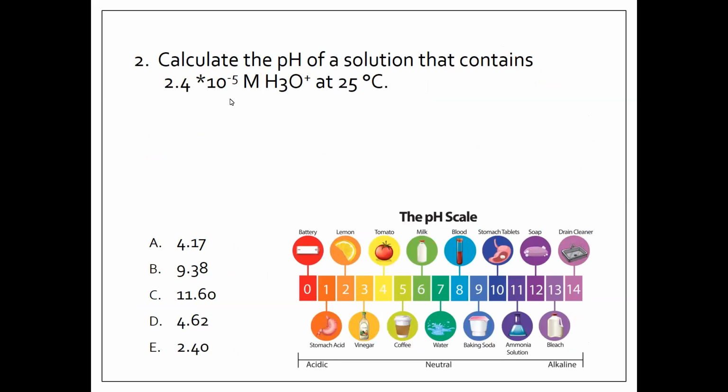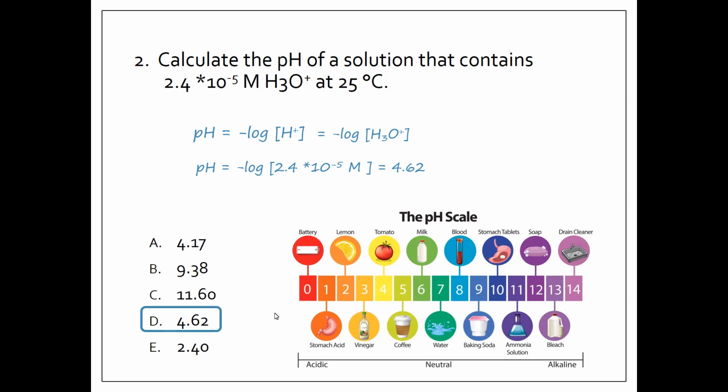In question 2, we're asked to calculate the pH of a solution. This time we're given the hydronium concentration. So remember, anytime you see p, it just means take the negative log. So negative log of the H+, we're given that concentration here. The negative log of that, if we put that in our calculator, gives us 4.62. And so that's how we're finding an answer of D.